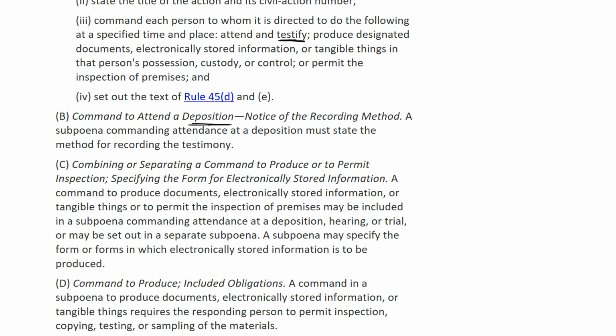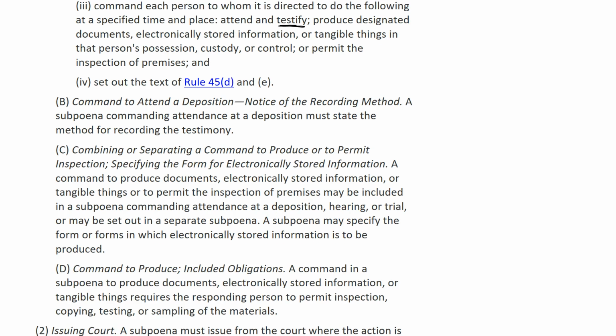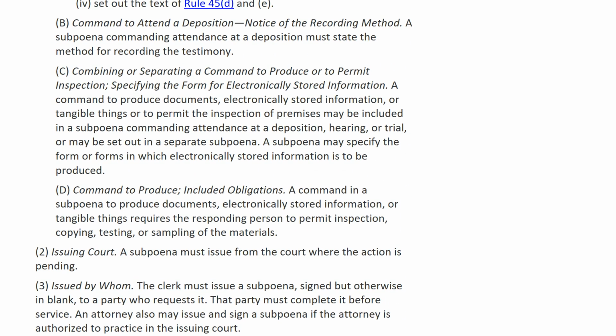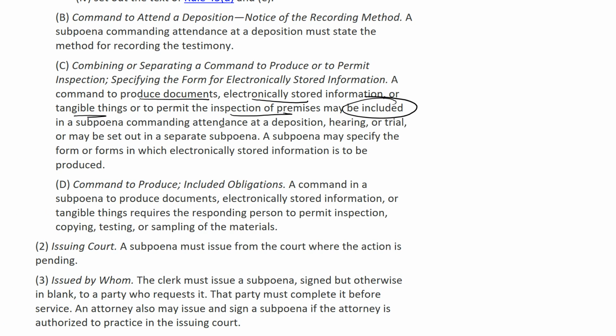A command to attend a deposition, you have to state the method for recording the testimony. That's very similar to stuff that goes on in Rule 30, depositions. In a subpoena, you can have a command to produce documents, ESI, or tangible things, or permit inspection of premises. It can be included in the subpoena commanding attendance at the deposition.